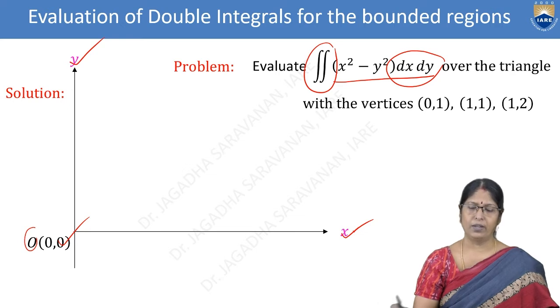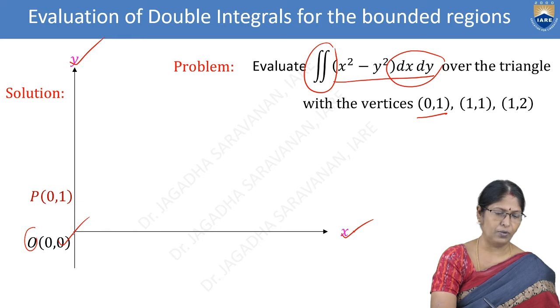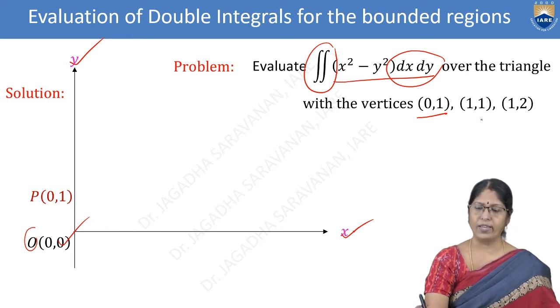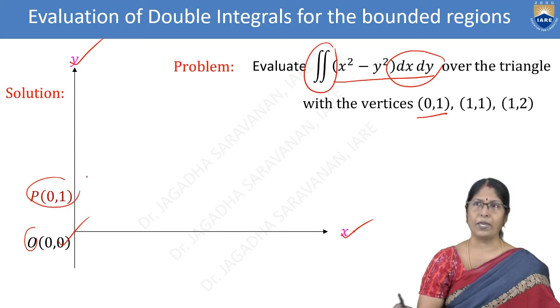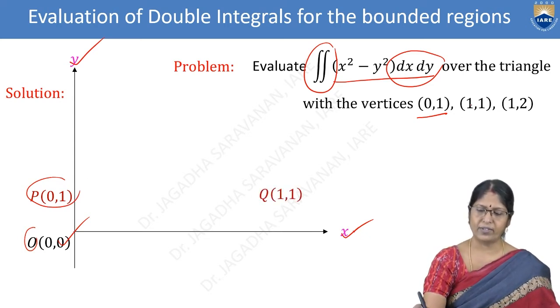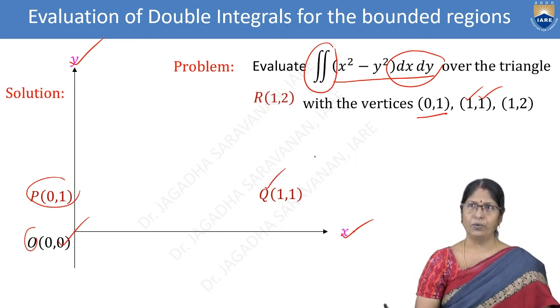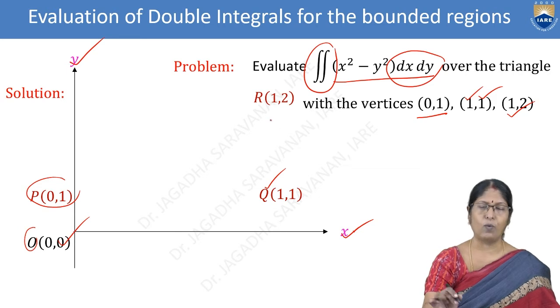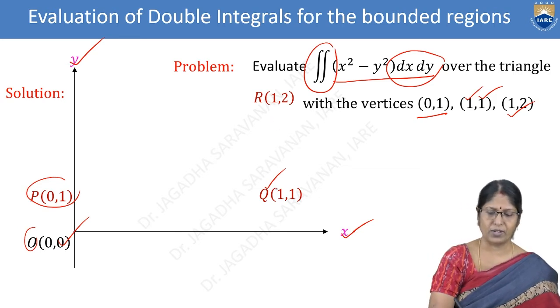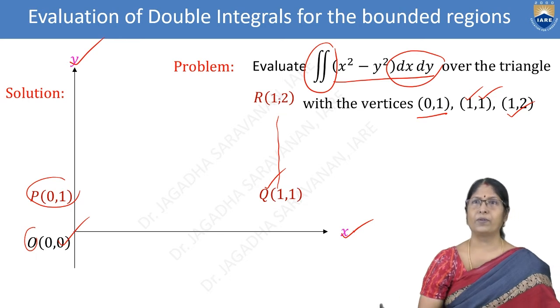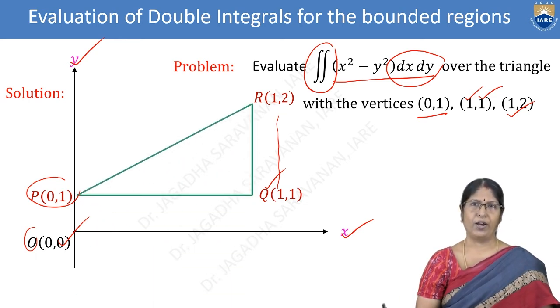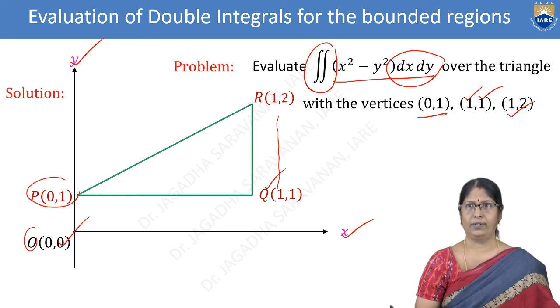Now the vertices are to be marked. First, x is 0 and y is 1; we name this point P. The next is x is 1, y is 1; we keep it as Q. The next is x is 1, y is 2; the distance should be the same, distance 2. Fine. So we join these three points, the three vertices.